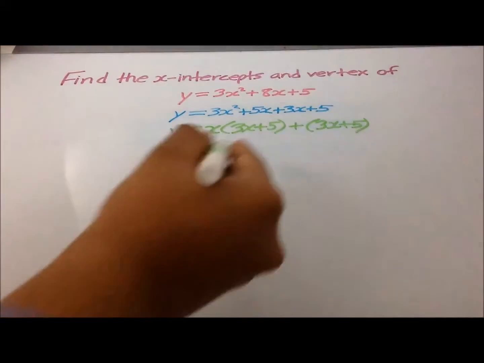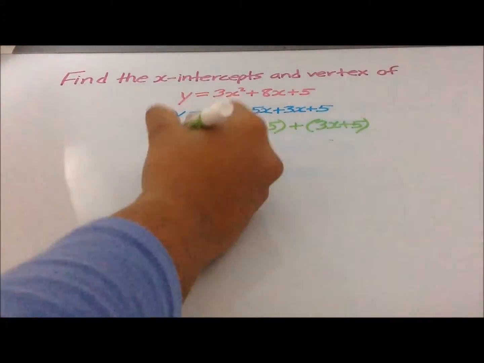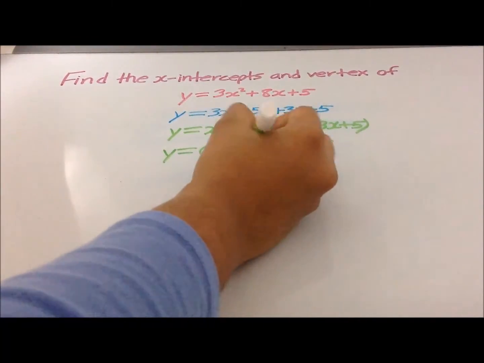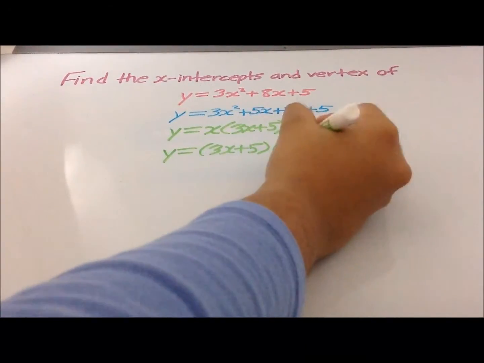Now the common terms are 3x plus 5, since they occur twice. So we can say y equals 3x plus 5, and the remainders, which are x plus 1.